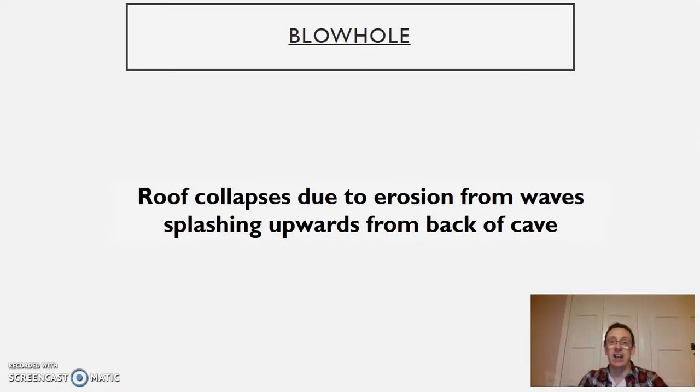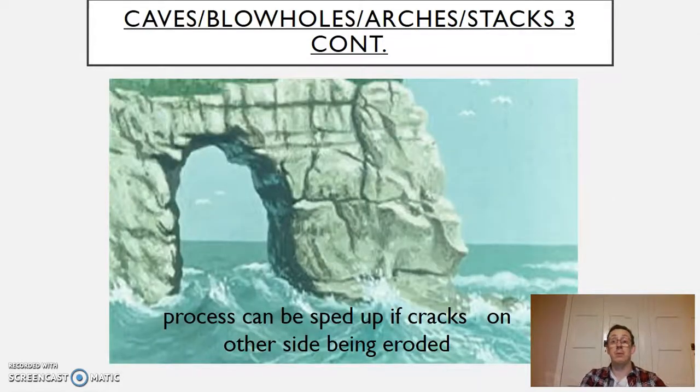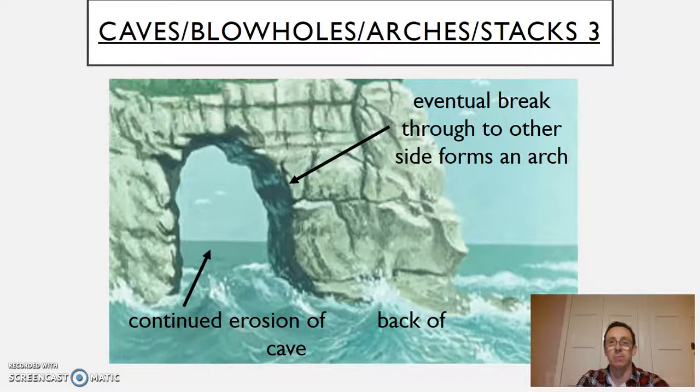If they are there and they keep getting eroded and worked out, you can actually start to have the roof collapse in because it becomes unsupported. This keeps happening. So I've got my cave, it's getting bigger and bigger. Eventually, it's going to break through to the other side of the headland, and I'm going to have an arch form. Now that can be sped up if I've got another crack on the other side, and I've got two things working together to meet in the middle. But regardless, eventually it's going to erode all the way through, and we're going to have an arch forming.